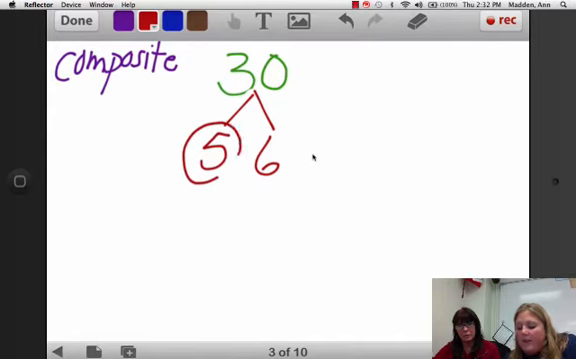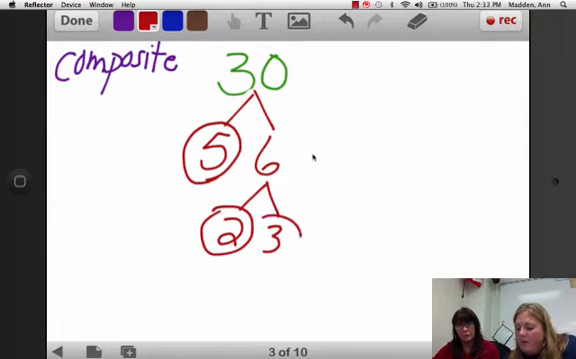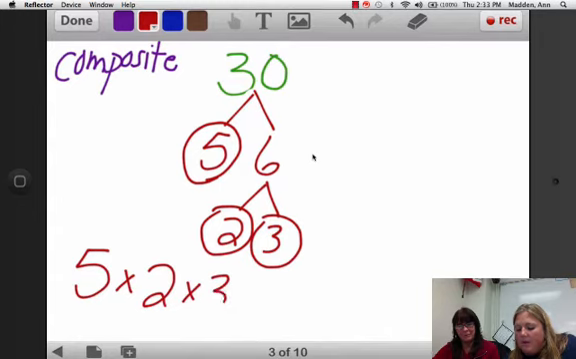5 is a prime number. The only way to get to it is 1 times 5. 6, I can multiply 2 times 3. 2 is a prime number, and 3 is a prime number. My prime factorization is 5 times 2 times 3. The same exact numbers, just in a different order, that we got with our other prime factorization. 5 times 2 is 10. 10 times 3 is 30.